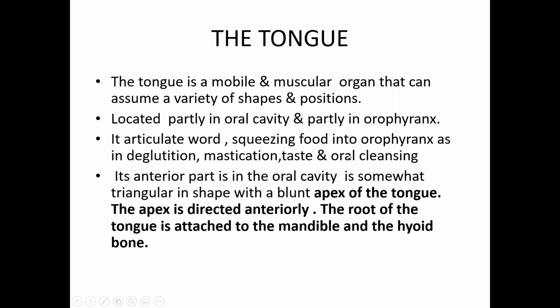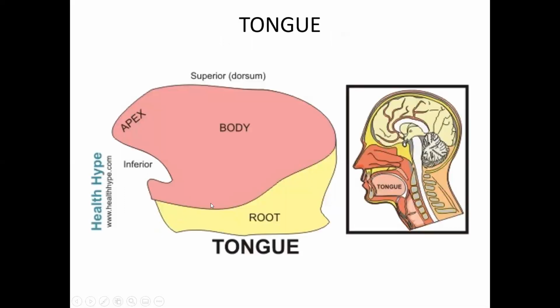It also takes part in oral cleansing. Most of the time we use our tongue to cleanse our teeth as well, and the food which is accumulated between the teeth. So its anterior part is in the oral cavity, and it is triangular in shape with a blunt apex. You can see here, this is the tongue. This is the anterior two-thirds of the tongue, which is located in the oral cavity, while the posterior one-third is located in the pharynx, in the oropharynx.